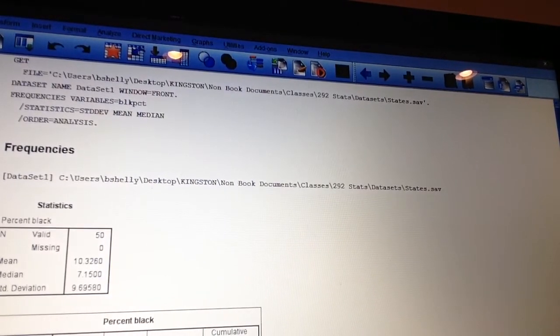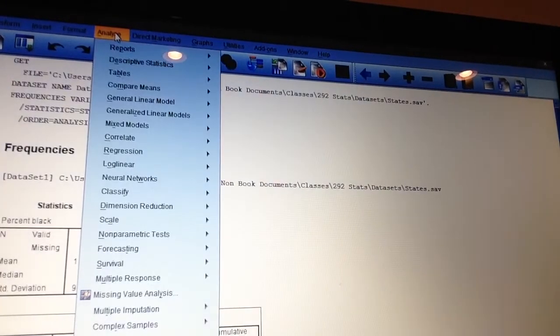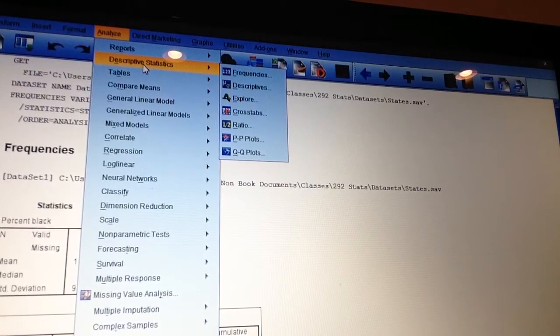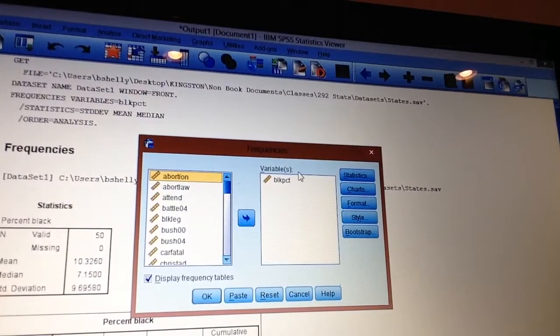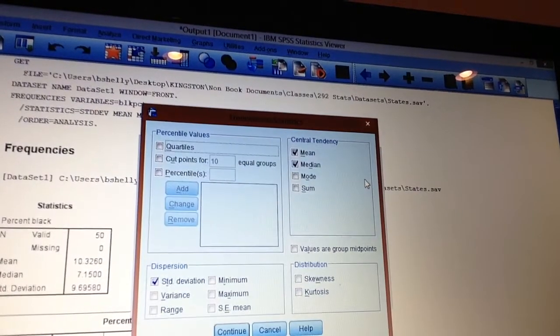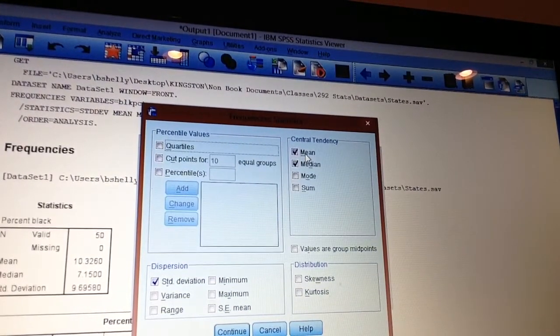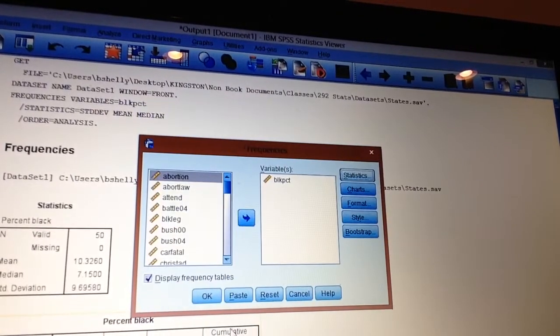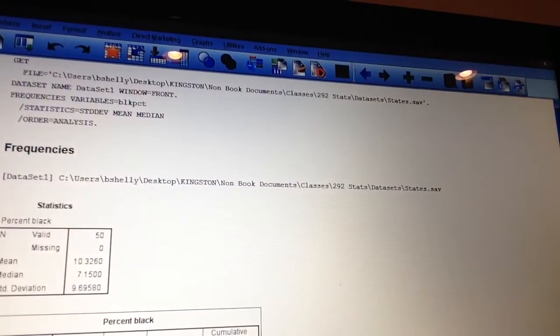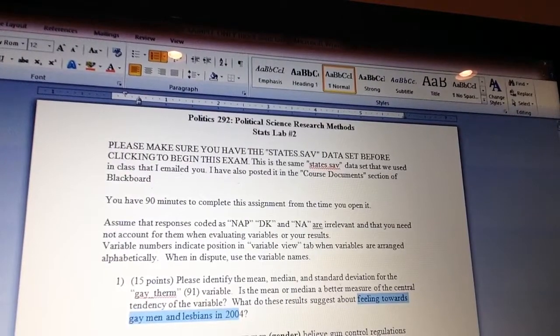So again, in this case I'm less concerned with your interpretation, although your interpretation is important, right? But if you just put in your stats lab the mean, the median, and the standard deviation, that's worth about 7 to 8 points, okay? So as long as you can get those numbers, you're doing just fine. Let's go to question 2.